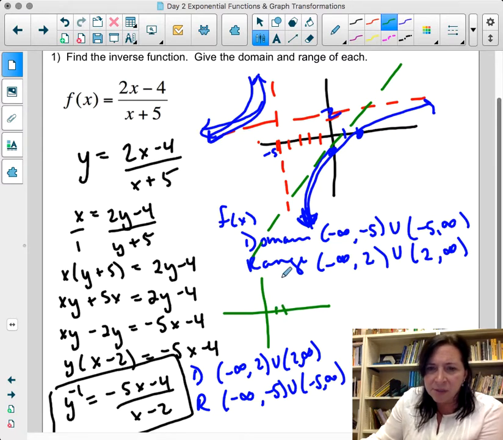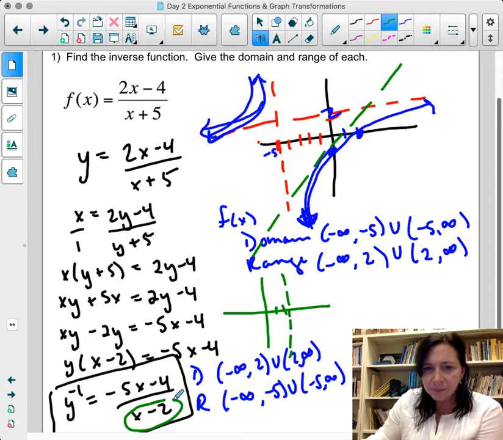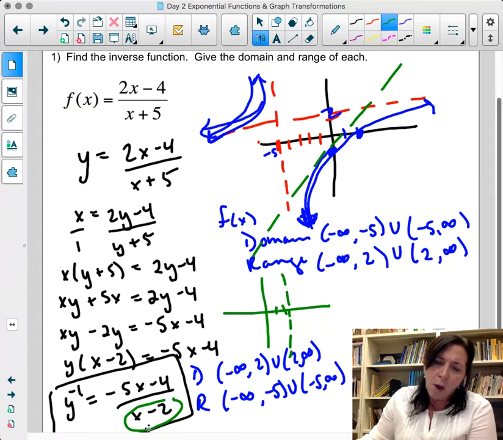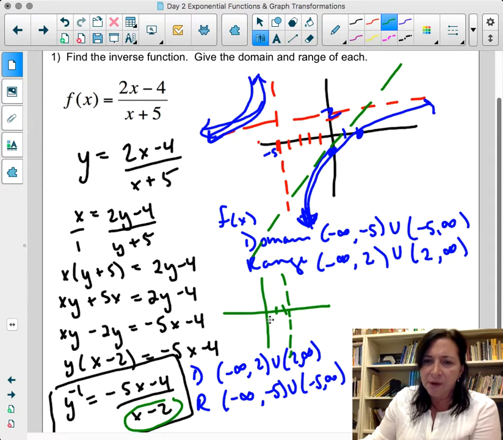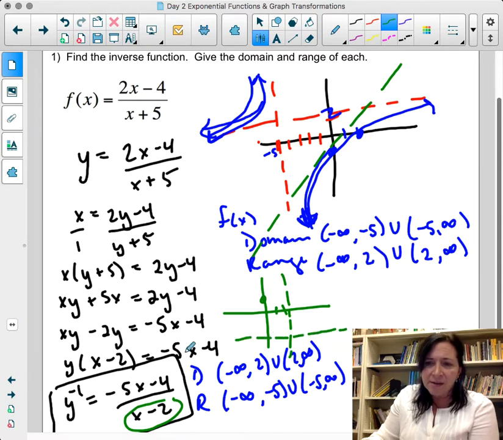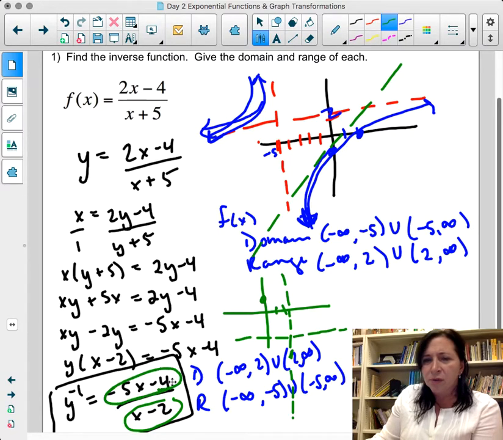We have a vertical asymptote at 2, and that's because of this right here. We have a y-intercept. If I set x equal to 0, my y-intercept is negative 4 divided by negative 2, which is 2. We have a horizontal asymptote if these are the same. So I do have a horizontal asymptote at negative 5. So that does go down this way. And so that goes down. I do have an x-intercept when I set my numerator equal to 0.